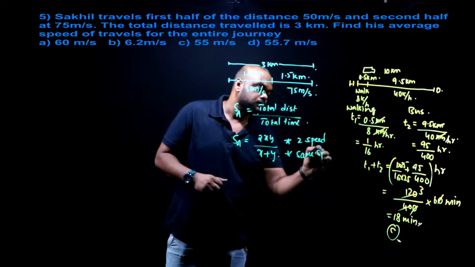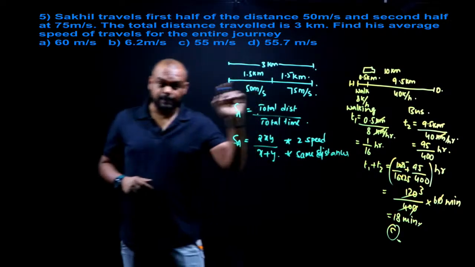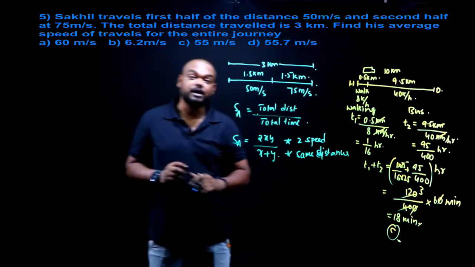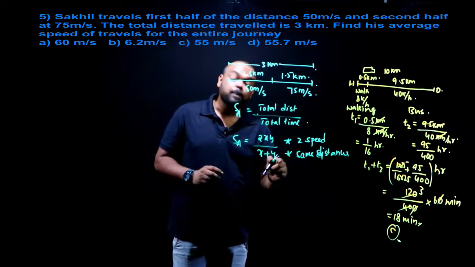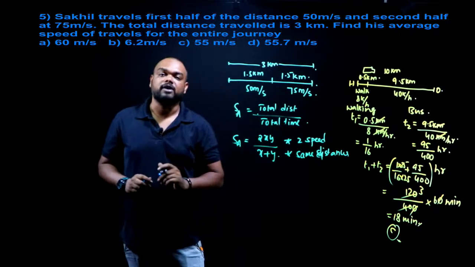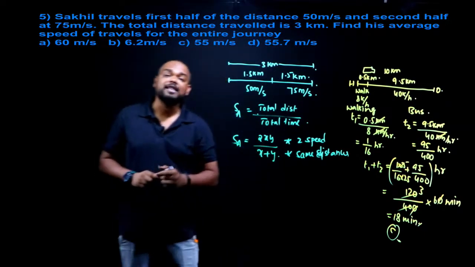Now, observe. First, let us see whether the conditions are okay in the problem. 2 speeds, yes, absolutely 2 speeds are there: 50 meters per second and 75 meters per second. At both the speeds, distances traveled must be the same. Here also 1.5 kilometer, here also 1.5 kilometer. So the distance is useless for us. We can directly use the speeds and apply the formula.